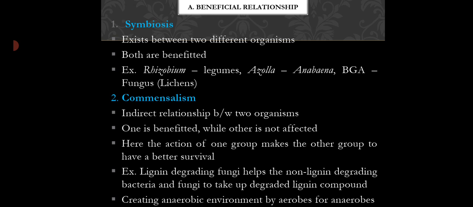Usually the lignin components cannot be degraded by all kinds of organisms. So those organisms capable of degrading lignin convert it into simple compounds, and these simple compounds can be utilized by the other non-lignin-degrading organisms as sources of carbon and energy. Another example is the creation of anaerobic conditions by aerobic organisms. The aerobic organisms utilize all the oxygen and produce anaerobic conditions that favor the growth of anaerobic organisms.